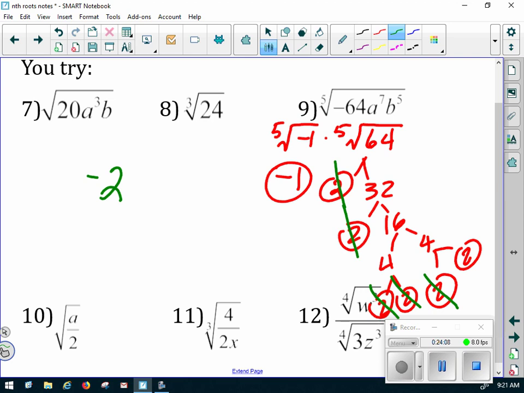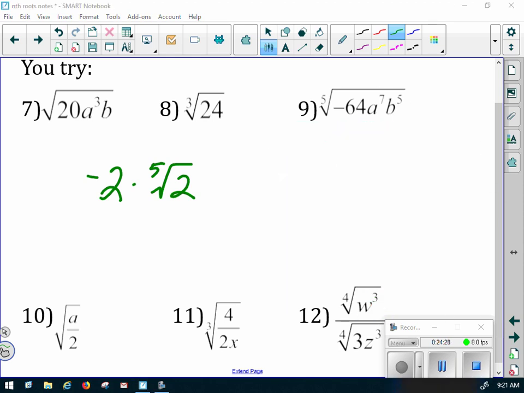What had to stay in the house there? A 2. And what's the address of the house? 5th root. Do you understand the number part? Okay, now let's go to the variable part. How many A's have we got? 7. How many do we need? So how many groups of 5 do we have? 1. So what's going to come out? How many had to stay home?